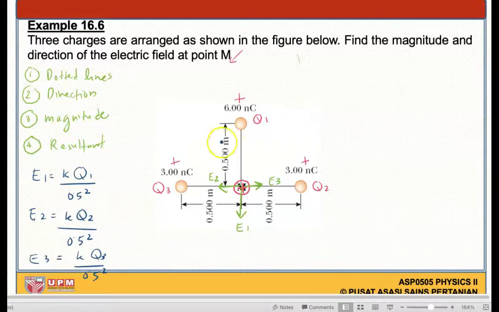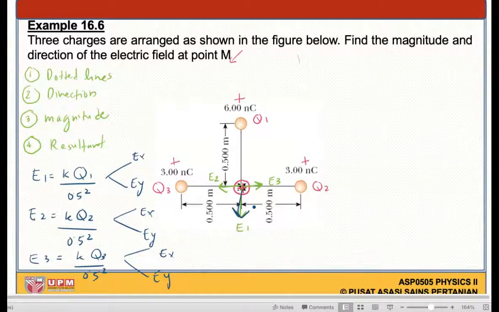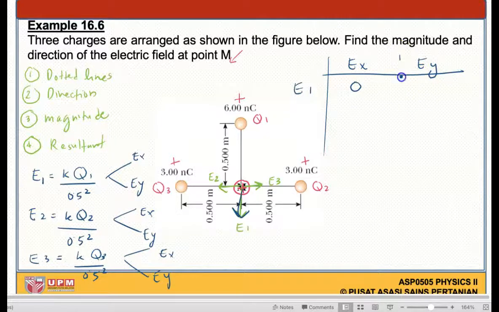Okay, so now we want to resolve it into Ex, Ey, Ex, Ey, Ex, Ey. So E1 is this one over here. If you can't see it, E1 is going down, which means that it does not have an X component, it only has a Y component. So with that said, my Ex should be 0, and my Ey is minus E1, because that's the direction I'm going down.